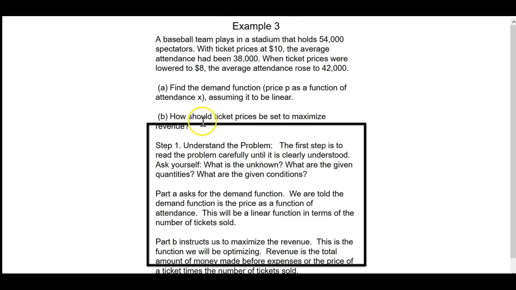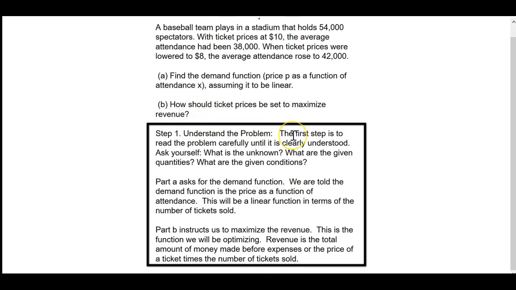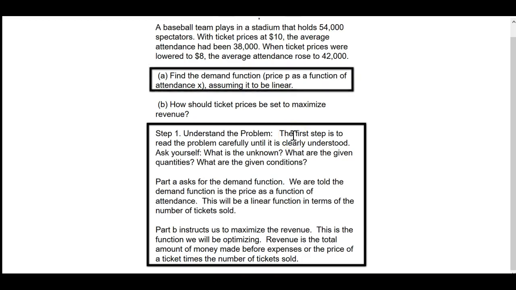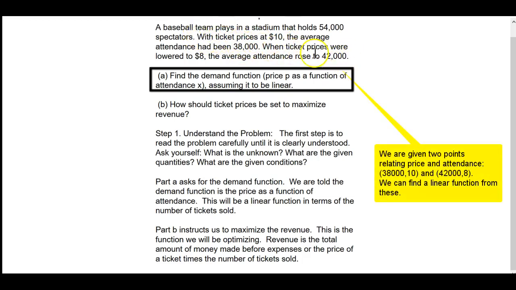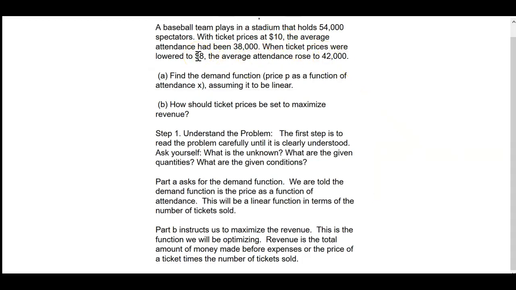So first step, understand the problem. So part A, they're telling us that we want the demand function, which is the price in terms of attendance. And they're telling us it's linear. So we want price to be a function of attendance. Notice that if we're finding the equation of a line, we're being given 2 points here. When attendance is 38,000, price is 10, and attendance is 42,000 when the price is $8. So we'll get our linear function from that information for part A.